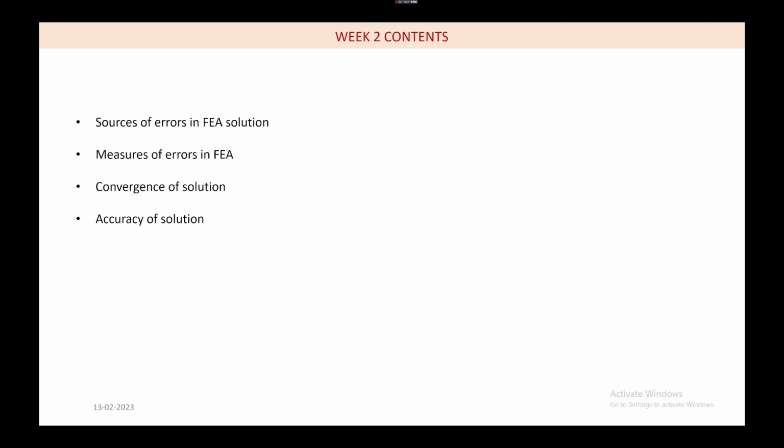So these are the week 2 contents which you might have seen in the lecture. The topics are: first, the sources of error in FEA solution. Second, the measures of errors in FEA solution; there are different measures which you would have seen. Third is the convergence of solution: what is the procedure for a solution to converge? And lastly, how accurate a solution is. So we will now go into the sample assignment questions. We will see some questions one by one, through which we will be able to understand some concepts related to the week 2 contents.